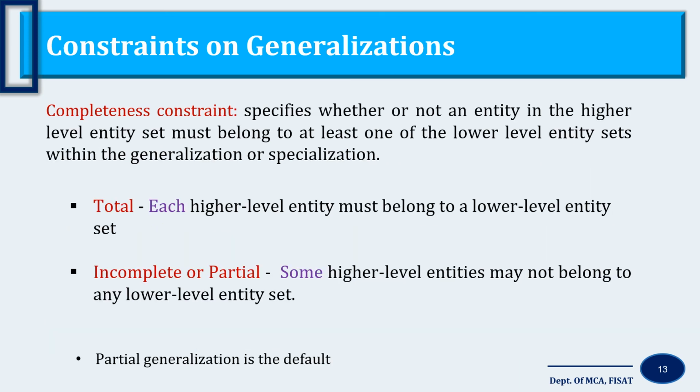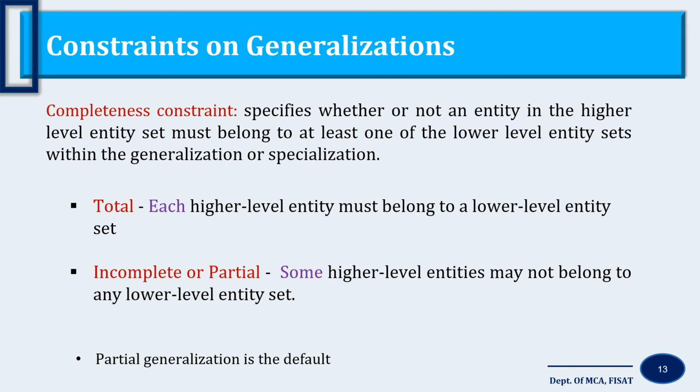Then the third type of constraint is completeness constraint. It specifies whether or not an entity in the higher level entity set must belong to at least one of the lower entity sets within the generalization or specialization. We have two types of completeness constraint. One is total completeness constraint and the second one is partial or incomplete constraint. In the case of total completeness constraint, each higher level entity must belong to a lower entity set.